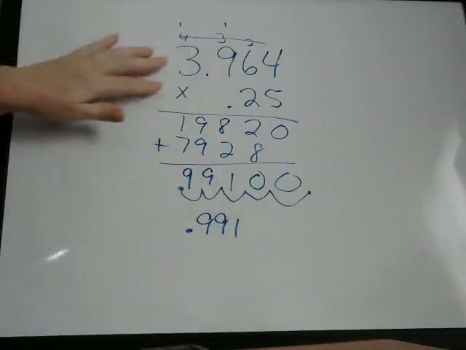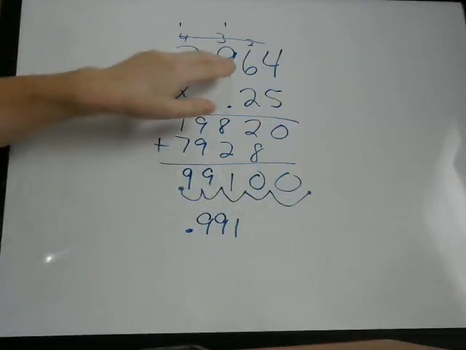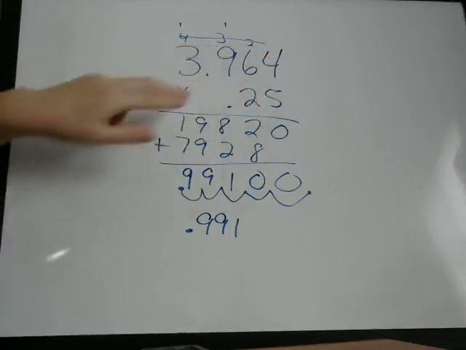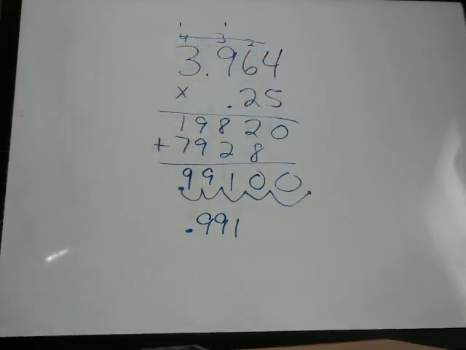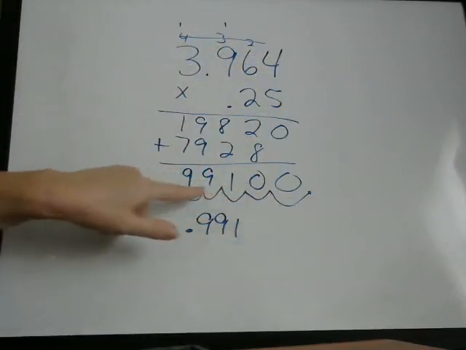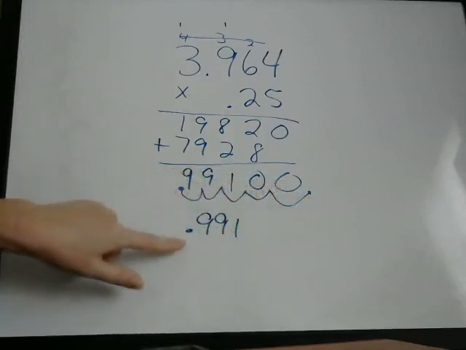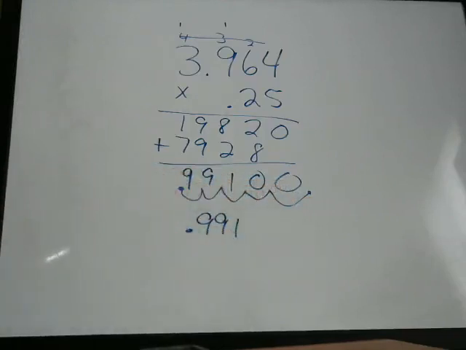So when you multiply decimals, just do the multiplication. When you get to your answer, count how many digits are behind the decimal, or to the right of the decimal, in everything that you're multiplying, and that's how many places you move the decimal point in your answer to the left to get a final answer.